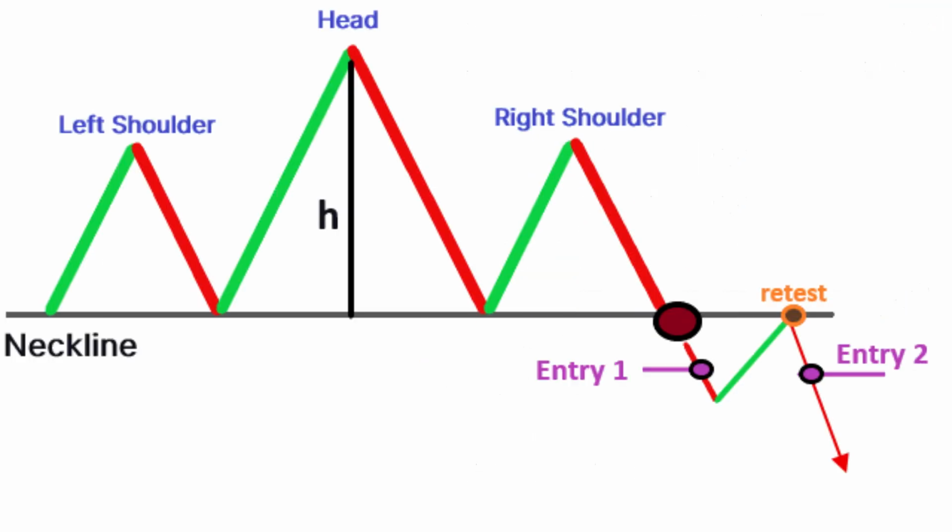The most common way to enter a trade in the head and shoulders pattern is when the price breaks below the neckline, which shows the pattern is now active. If you prefer a safer entry, you can wait for the price to come back and touch the neckline after the break. This is called a retest, and many traders use it to avoid false breakouts.